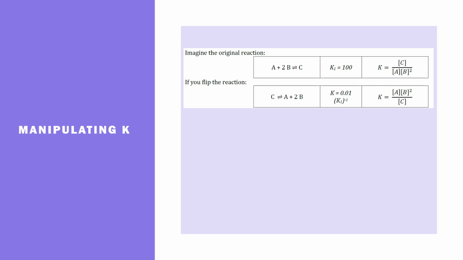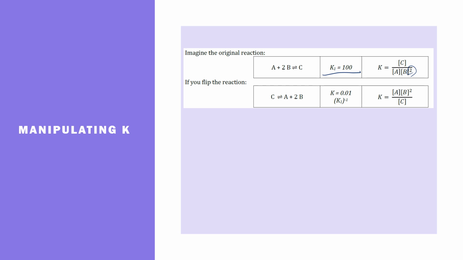So let's look at if this is our original reaction, and this is our original expression. C is on the top because it's a product, and A is on the bottom, it's a reactant. B squared is on the bottom because it is a reactant and the coefficient becomes an exponent. Okay, and then the K value for this one is 100 for this imaginary reaction.